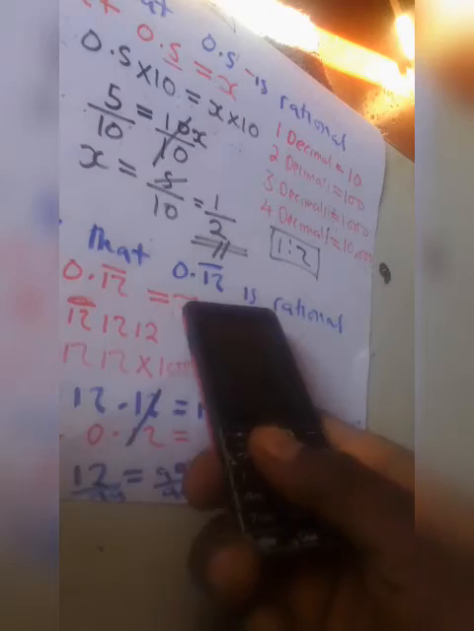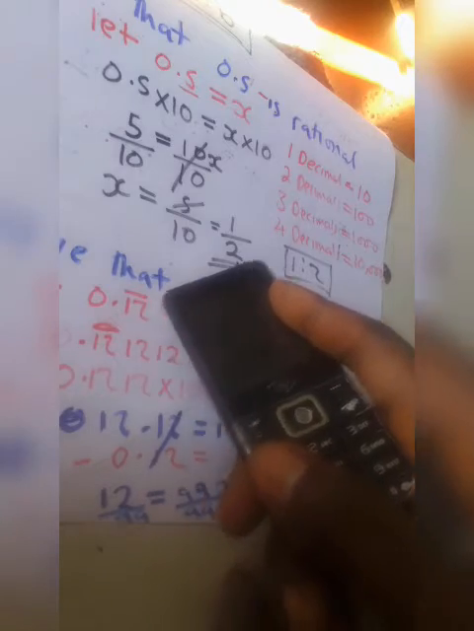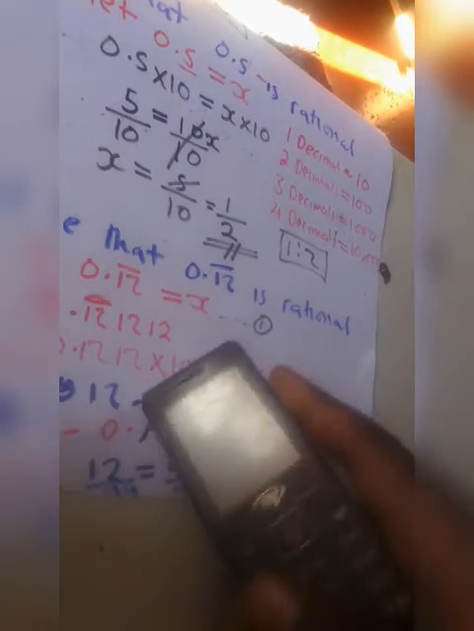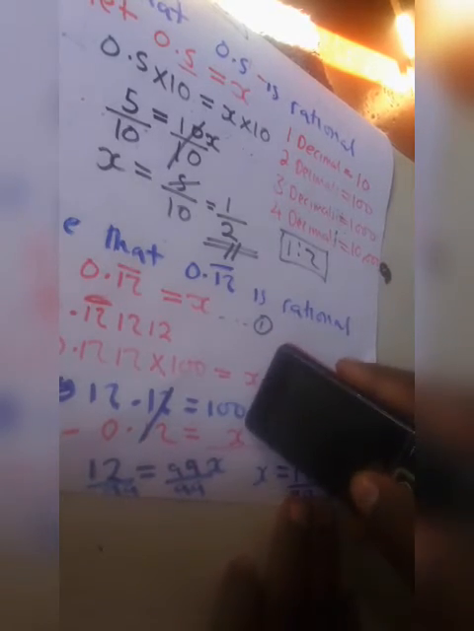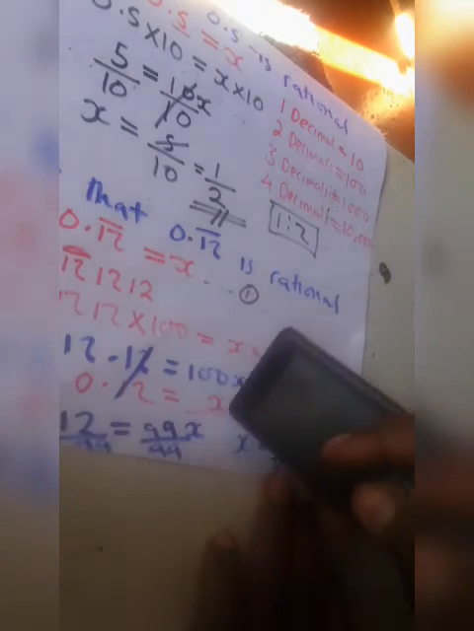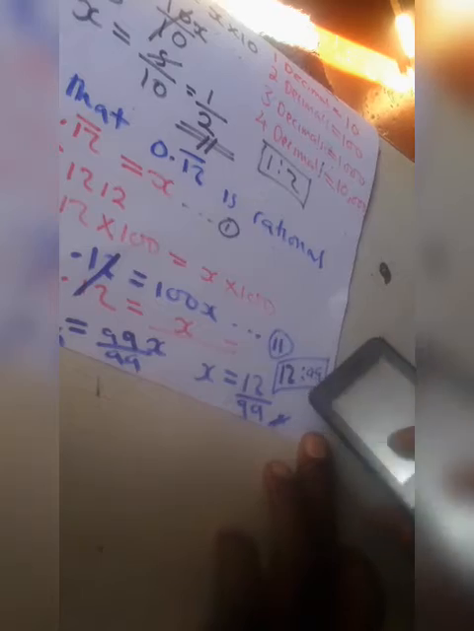You let x be equal to this. Then multiply by a factor of 100 if you have 2 decimal places. Then when you multiply, you simply have 12.12 because the 1, 2, 1, 2 is repeating. So you're going to have 12.12 is equal to 100x. Then subtract equation 1 from equation 2. You will simply have 12 is equal to 99x. Then find the value of x. You divide both sides by 99. You're going to have x is equal to 12 over 99.